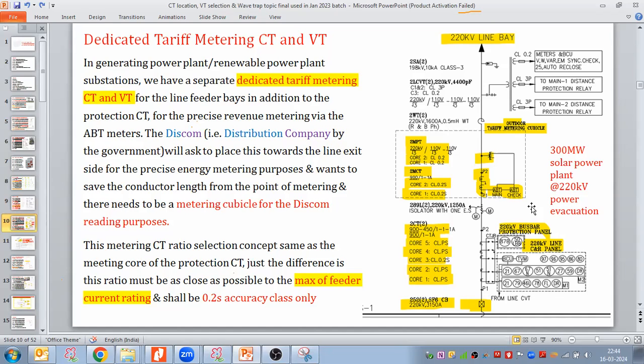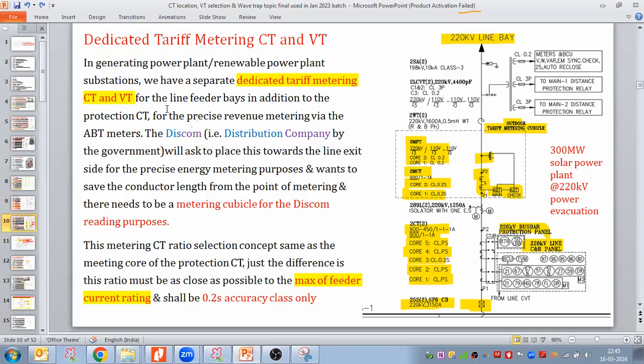That metering cubicle should be placed outdoor, not in the control building, outdoor near the tariff CTVT, and that metering cubicle will be locked by the DISCOM engineer. So that metering cubicle, meters, CTVT all sealing is done by the DISCOM engineer, because this is the property of the DISCOM that you are placing in your substation premises.